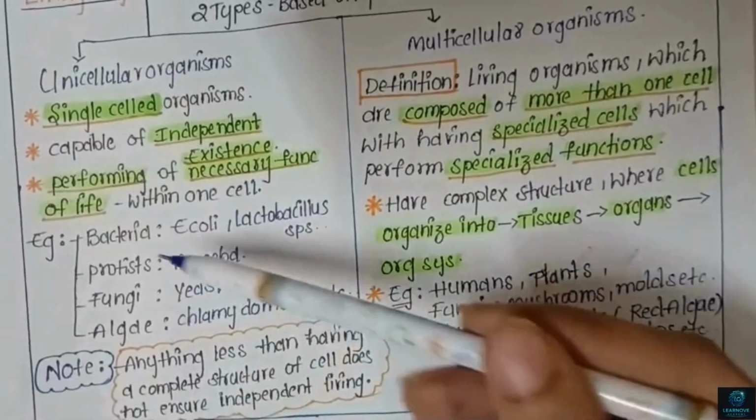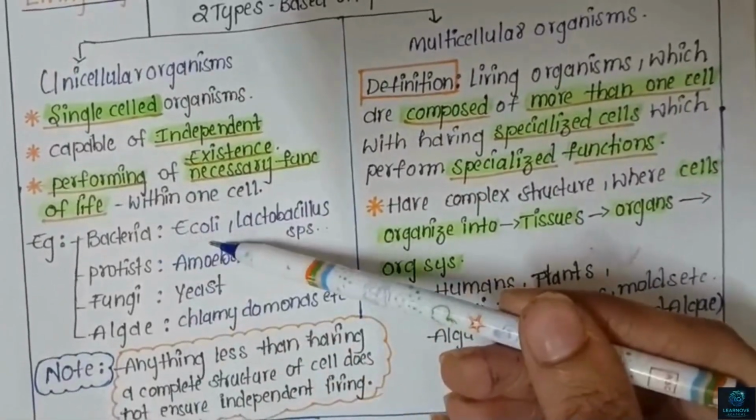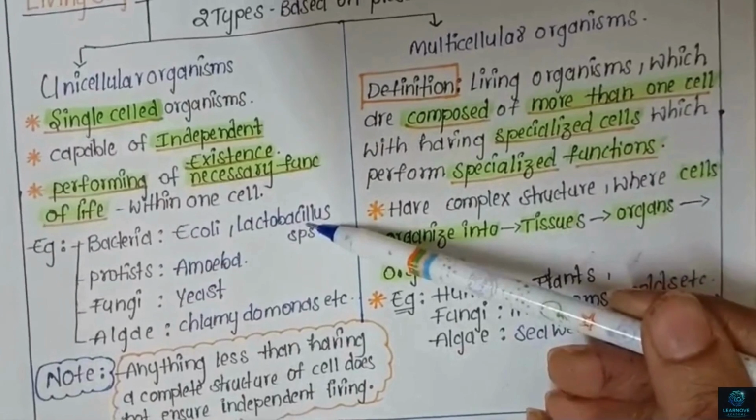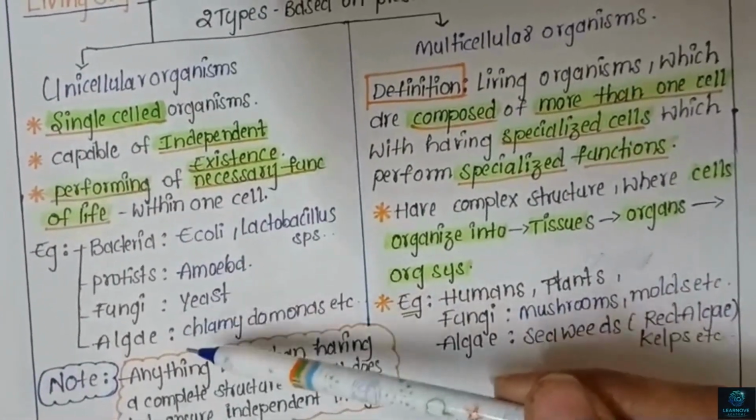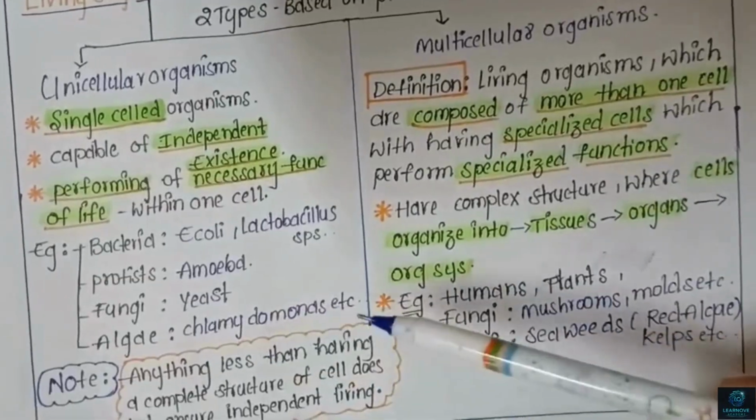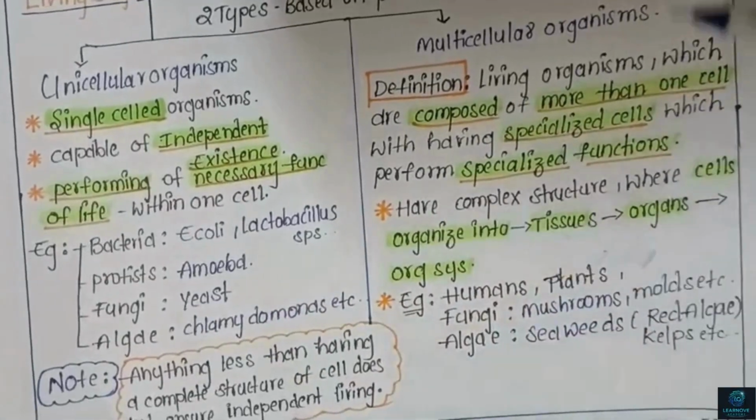Examples of this can be bacteria, which are E. coli and Lactobacillus species; in protists, amoeba; in fungi, yeast; and in algae, Chlamydomonas species, etc.